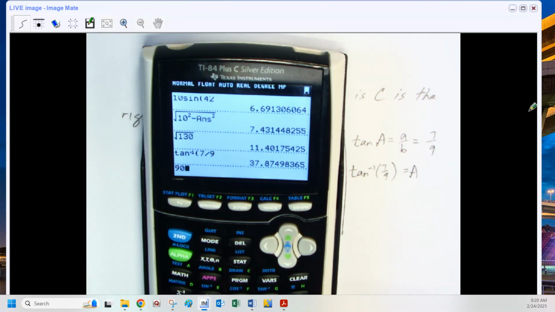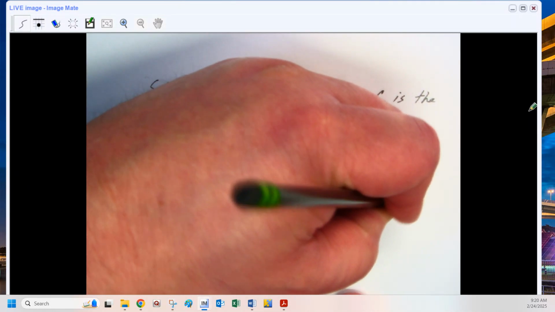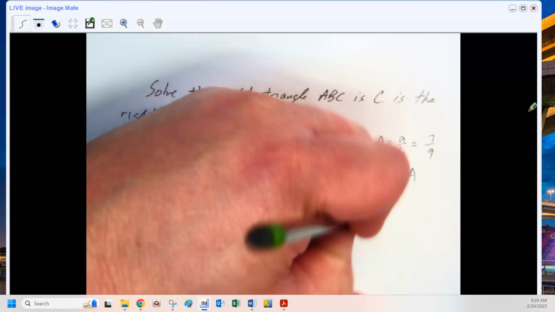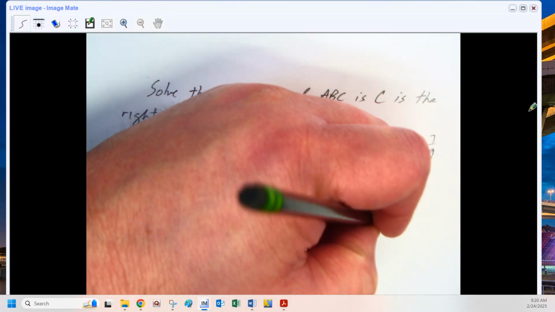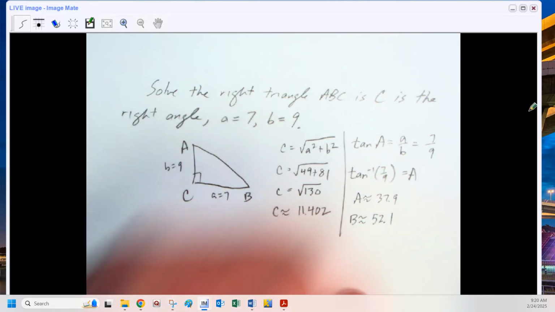And then, of course, angle B is the complement of that, so we can just hit 90 minus that number. So we have 37.9 and 52.1. So A is 37.9 and B is 52.1 degrees, of course.